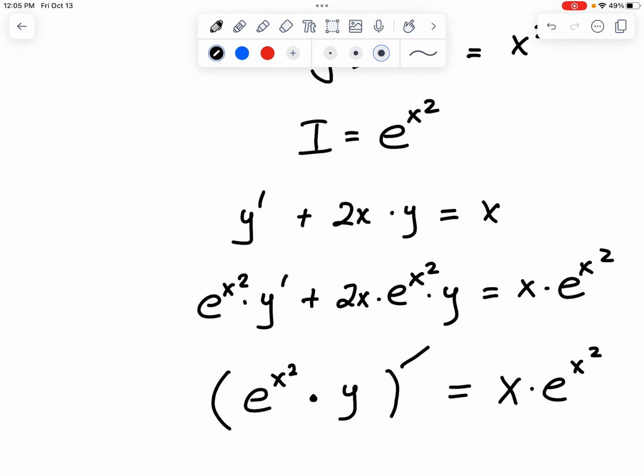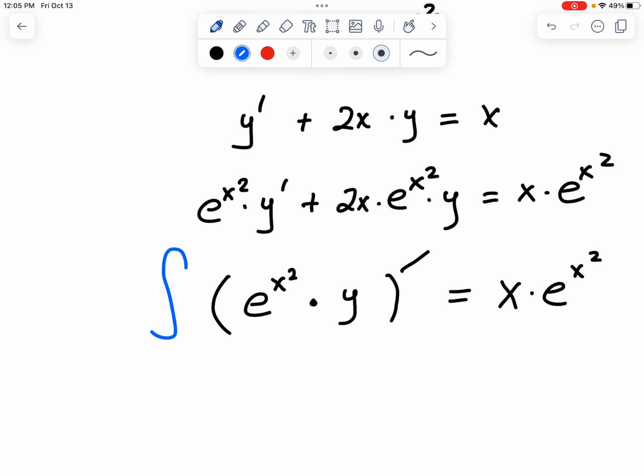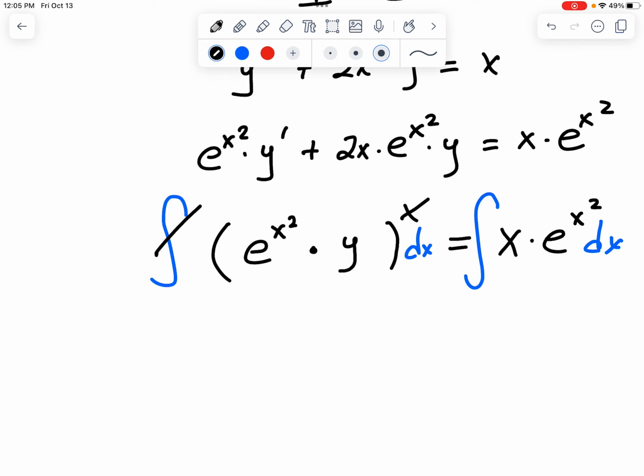And then get something like a blue pen and say, integrate this side with respect to x and integrate this side with respect to x. On the left side, the integral and the derivative cancel each other, so we just get e to the x squared times y.